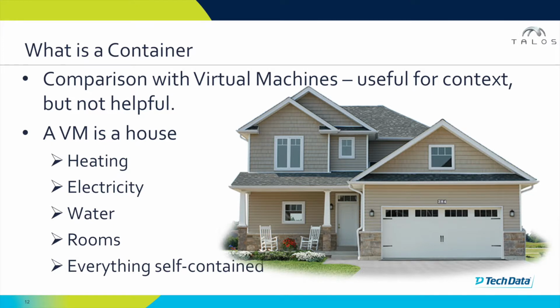Now, the comparison with virtual machines is not quite right. It's not that helpful. So there's a comparison here with a house. Think of a virtual machine as a house. Every house has to be a minimum size, really, to be called a house. It has to have a separate kitchen and living room. It's got to have a separate bedroom. It's got to have heating and plumbing and electricity, and all of those utilities need to be available for the house to be called a house, really. Everything's self-contained.